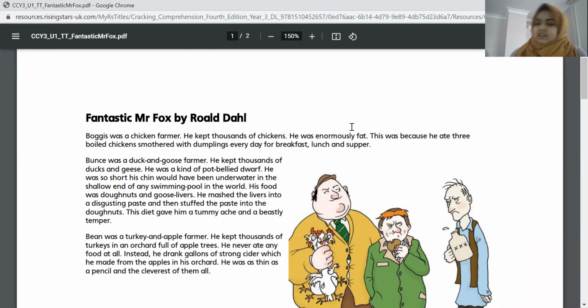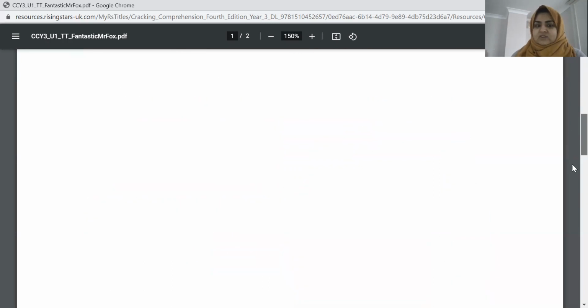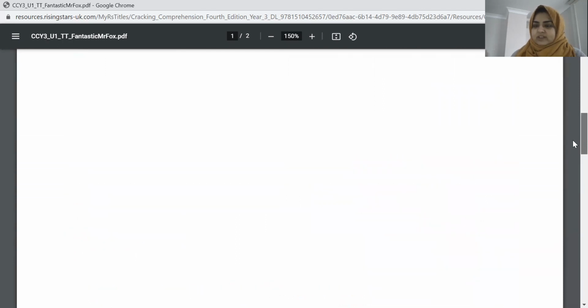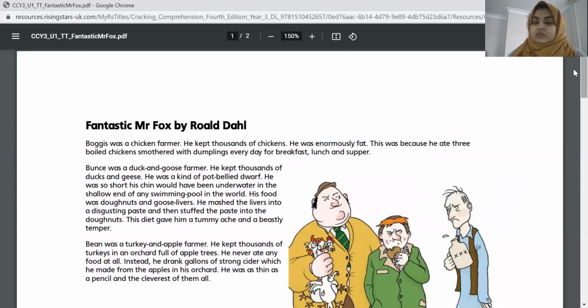Now, you don't need to write it word for word because it does not say find and copy. It just says, why was Boggis so fat? You need to have answered that in a full sentence. You can't just write ate loads of chickens. You need to write it in a full sentence. So you could write down, he was fat because he ate 3 boiled chickens for all his meals.